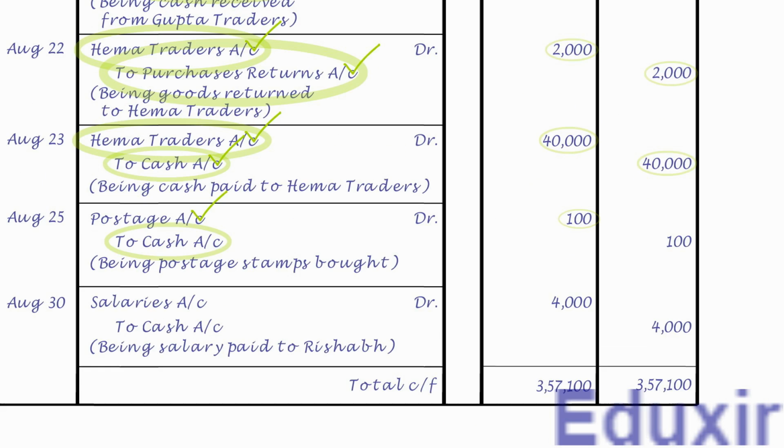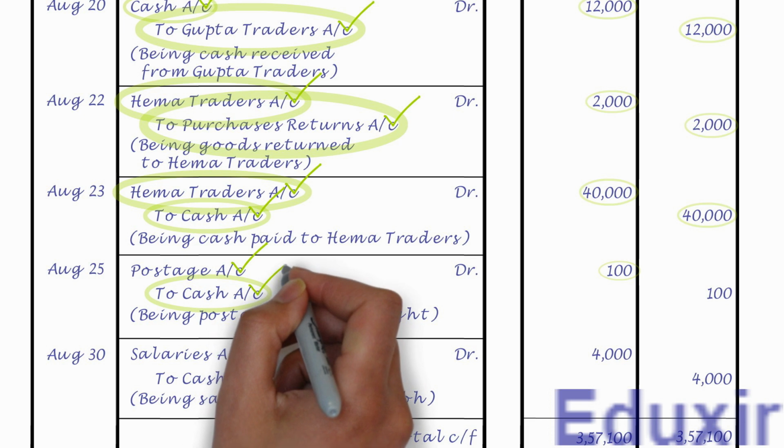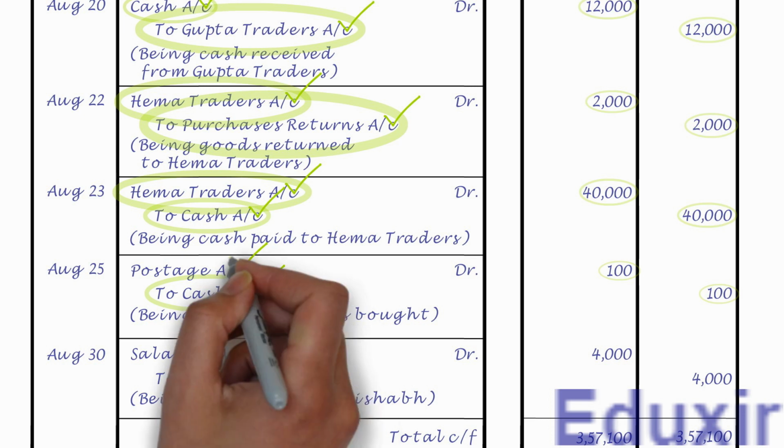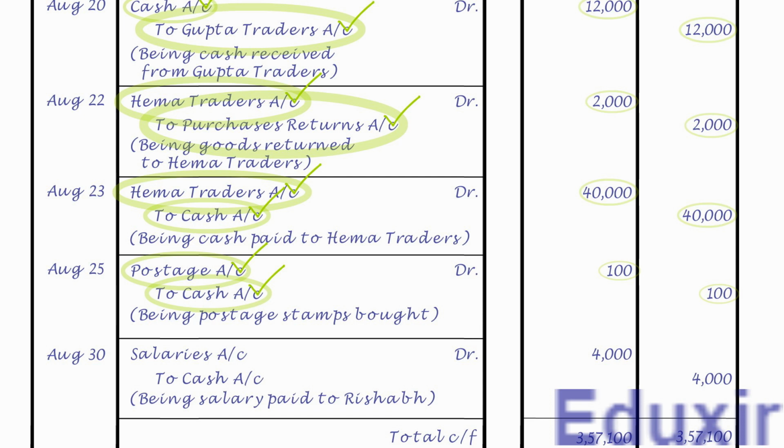As the name suggests, it needs to be posted on the credit side of the cash account and the credit amount is 100 rupees. Note that the details that need to be posted into the particulars column is postage account. As we already have the cash account, let us now post this entry into that account.